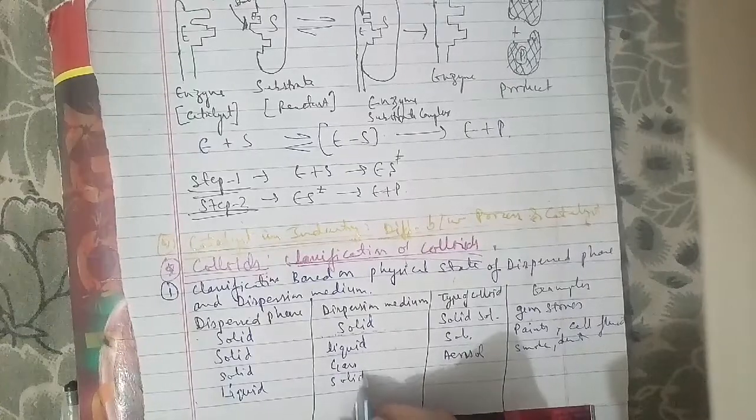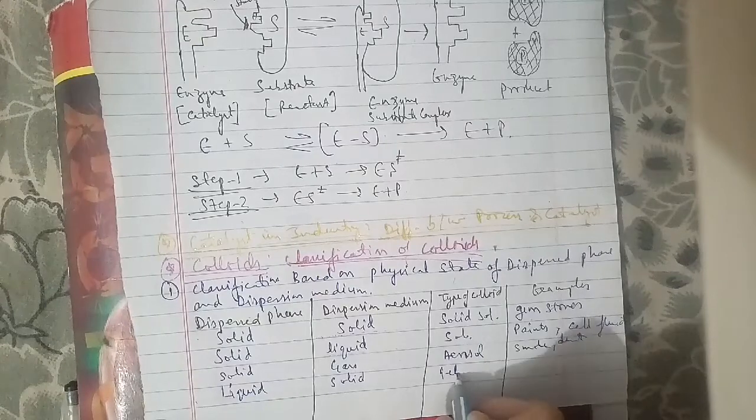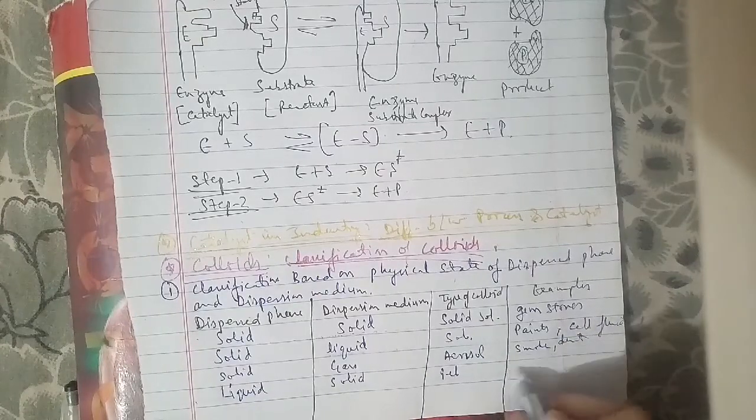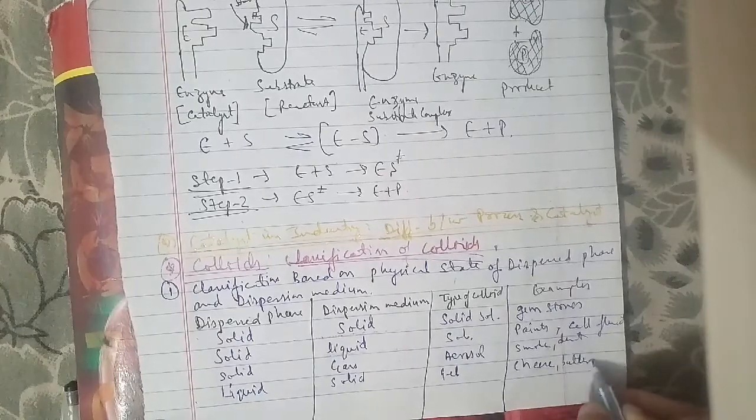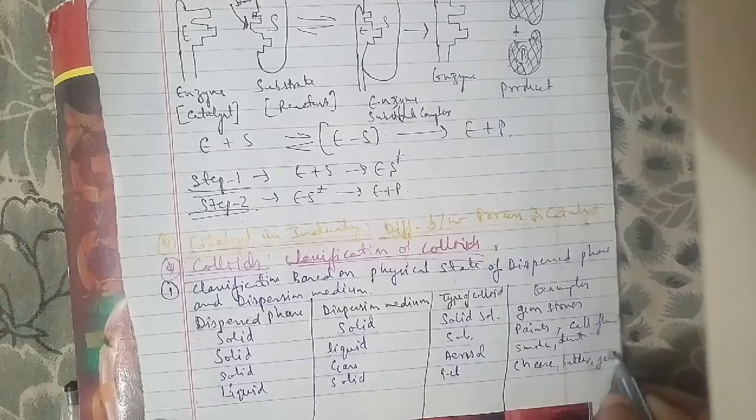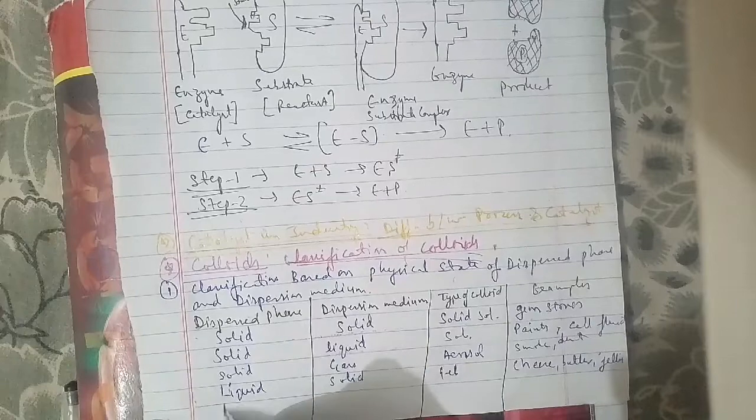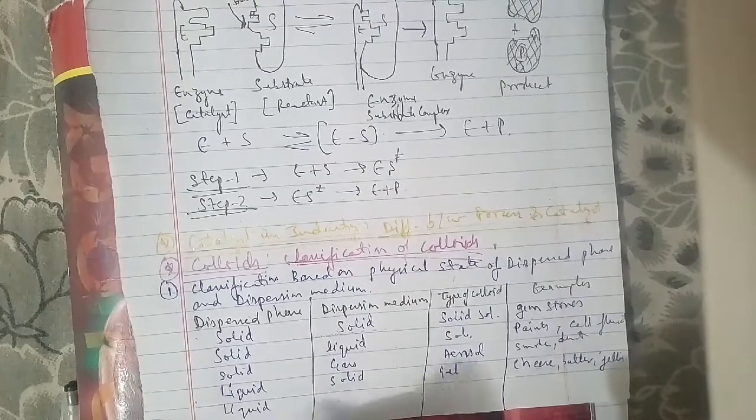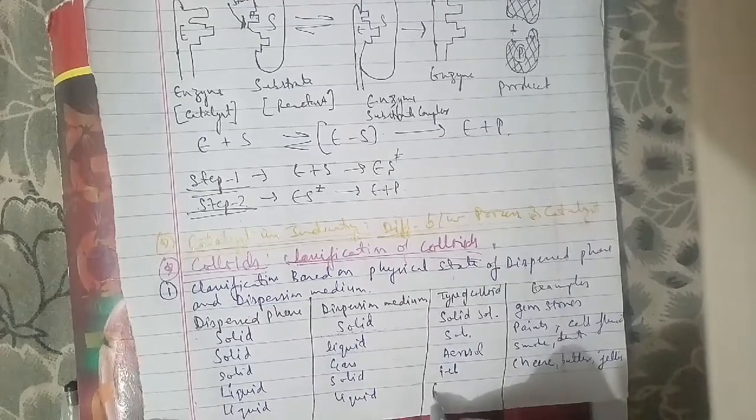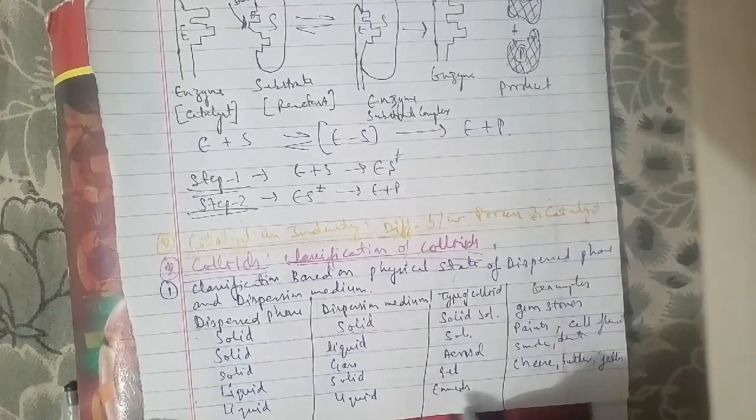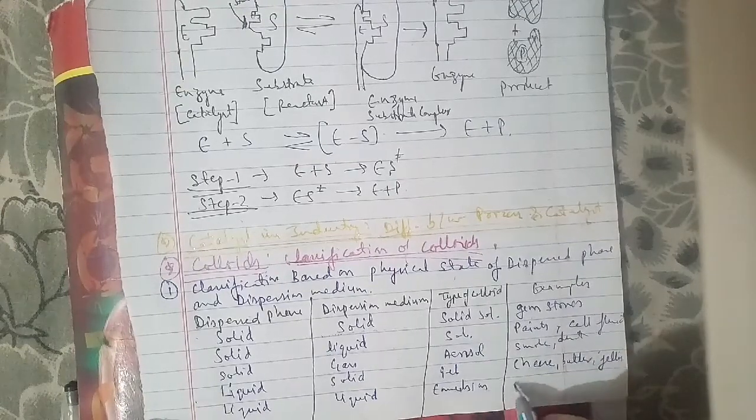solid, that is your gel. So liquid and solid is gel, and examples are cheese, butter and jellies. Then the next we have here is liquid, and that is your emulsion, which is milk and hair cream.